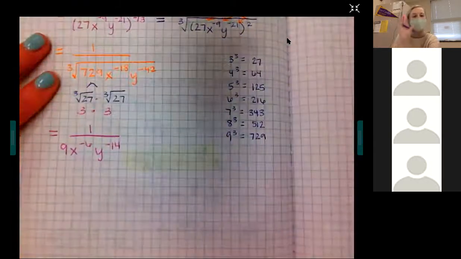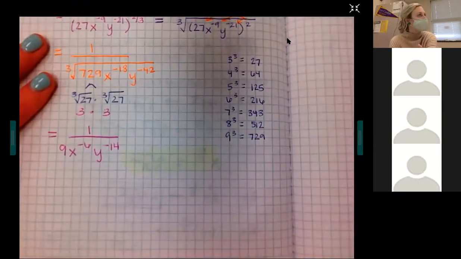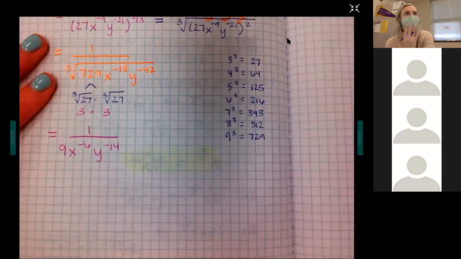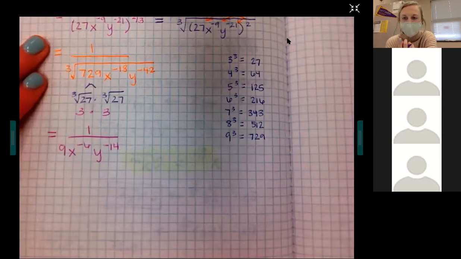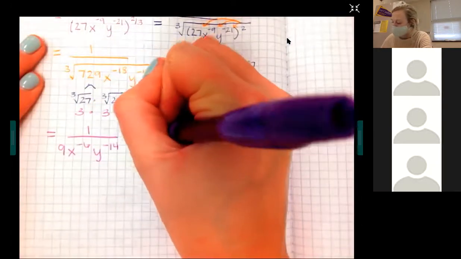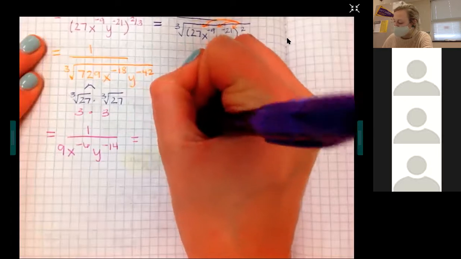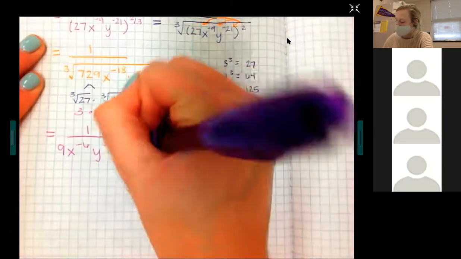So what's the only thing I have left to do to simplify this? I think you said it. I just couldn't really hear you. Oh, change what to positive? The exponents. So Carter, I think you were talking to me. How do we change these exponents into positive ones? You gotta move them to the numerator. Yes, move them to the numerator. So this would be x to the positive 6, y to the positive 14 over 9.